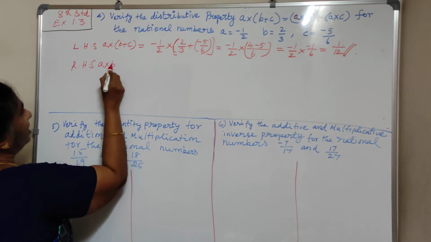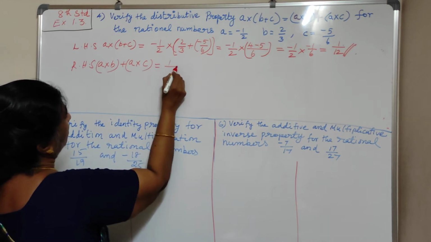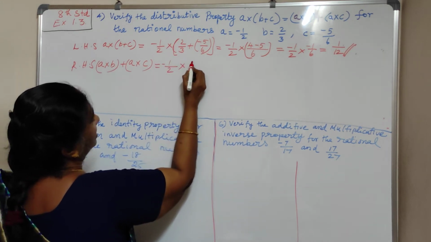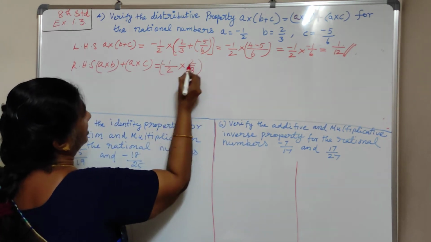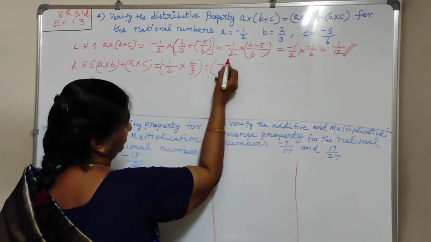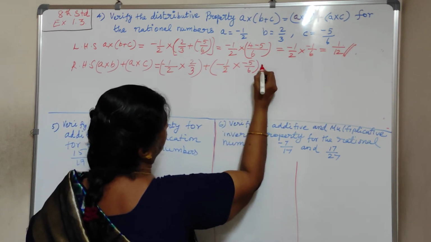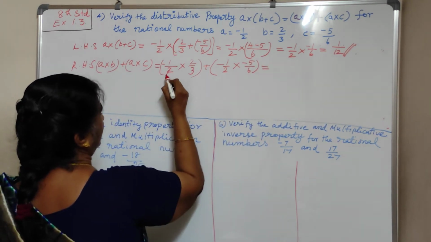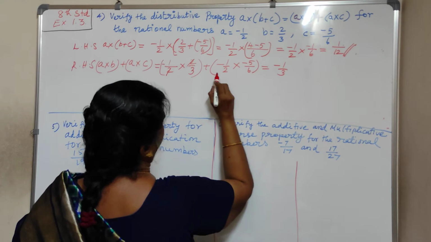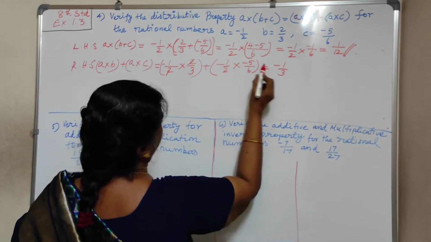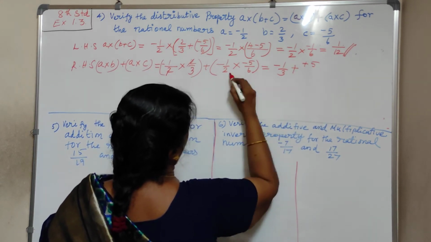A cross A multiplied with B plus A multiplied with C is equal to minus of into B is 2 by 3. Plus A is minus of cross C is minus 5 by 6. Gives you get cancelled 2 and 2. So here minus 1 by 3. Here you multiply minus into minus plus. So plus 5, 6 2s are 12.